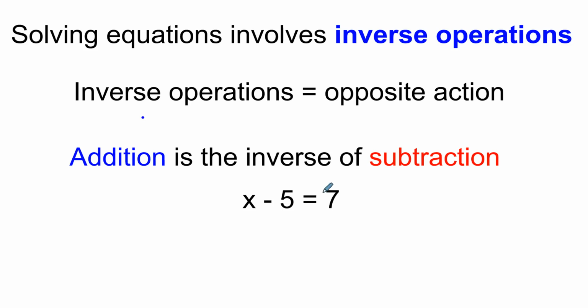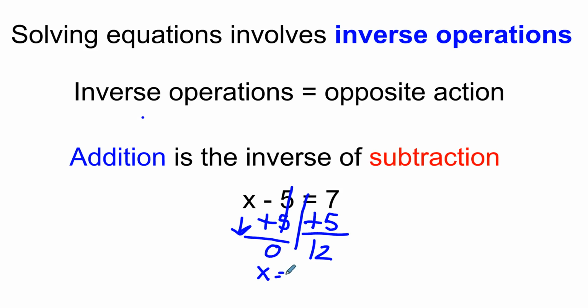So we know that we have x that we're trying to isolate, and on this side of the equal sign, we're subtracting 5. To cancel it, we need to apply the inverse operation of addition of 5. That's going to equal 0, which is how we cancel it out. But as we know in equations, to keep things balanced, whatever we do to one side, we have to do to the other side. So we also add 5 to 7 and get 12. That means our final answer is x equals 12. So when we have subtraction, our inverse operation is addition.